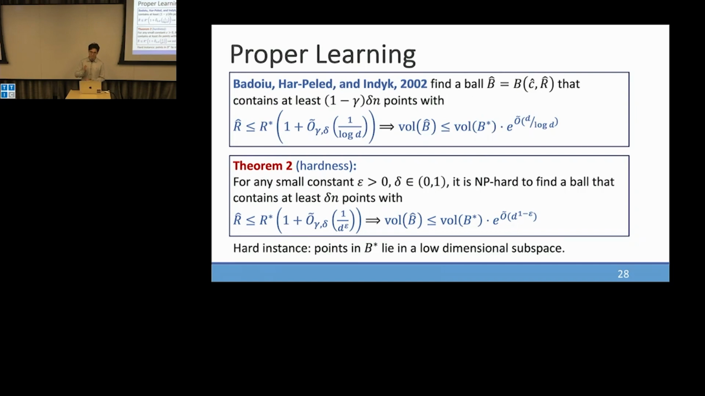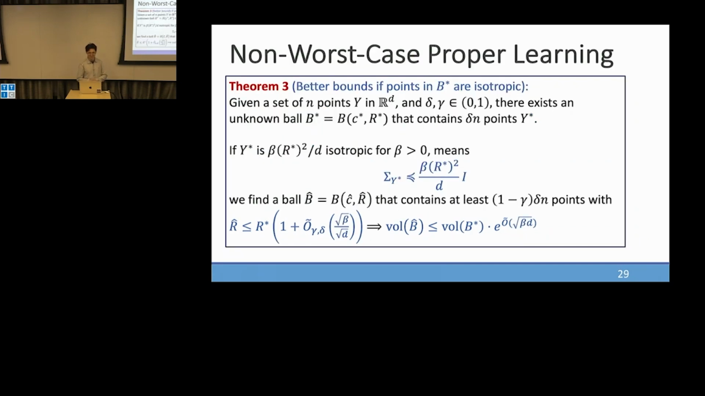However, in this work, we first show that it is NP-hard to find a ball that covers delta n points with volume approximation better than e to the d to the power 1 minus epsilon. So epsilon is any constant. So getting d to the 0.99 is NP-hard. And the observation is that the hard instance, the points in this ball, actually lie in a low-dimensional subspace. So yeah, these points are in a low-dimensional space.